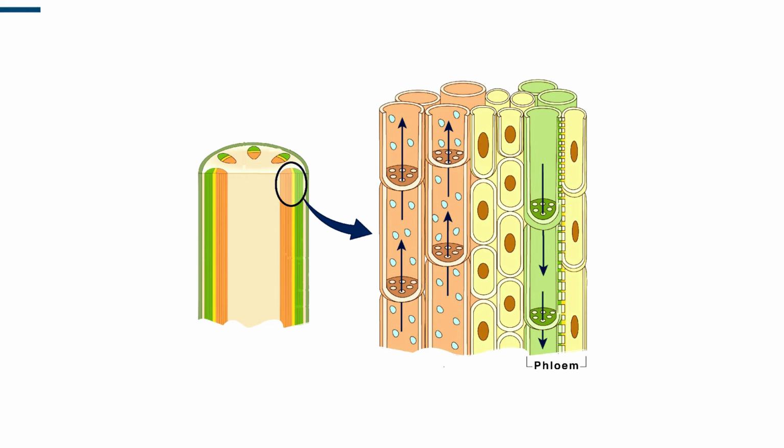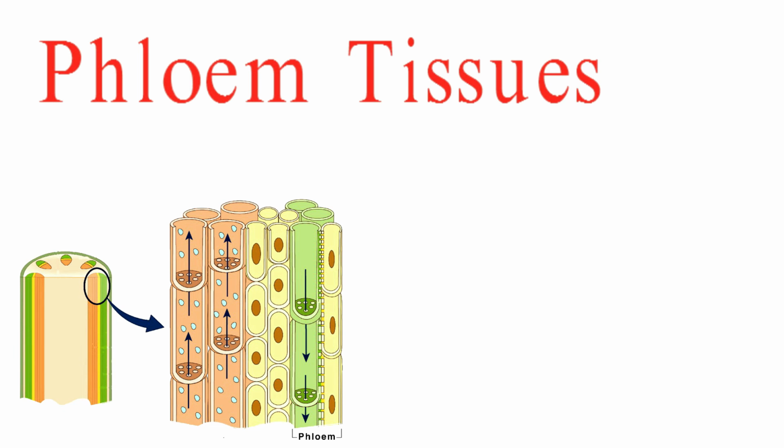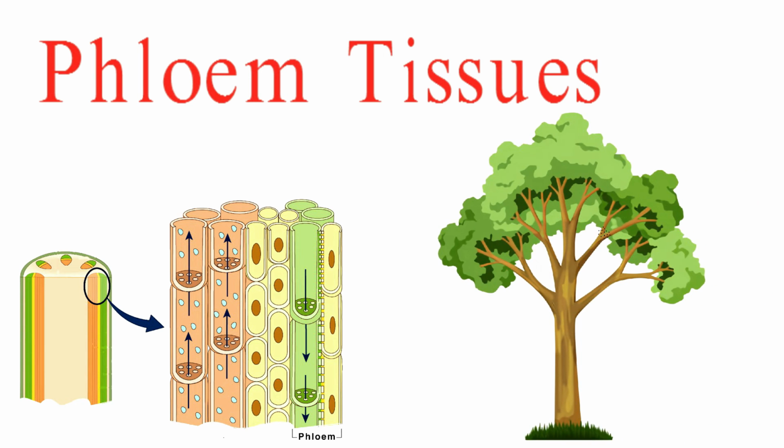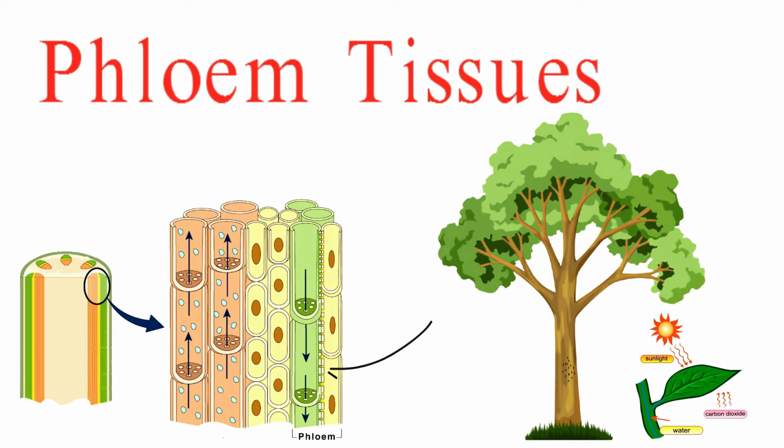Let's shift our focus towards phloem tissues, one of the unsung heroes of the plant kingdom. Have you ever wondered how plants transport the essential nutrients they produce through photosynthesis to various parts of their bodies? Well, it's all thanks to the incredible phloem tissue. In this video, we'll be exploring its structure, function, and the remarkable way it sustains life in the plant world.